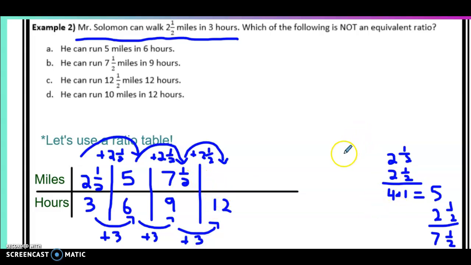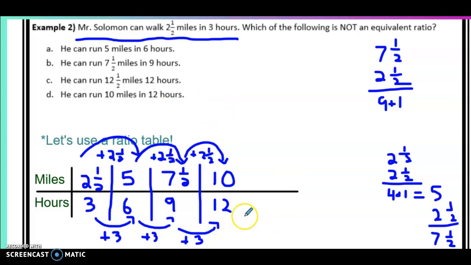Okay, so what is 7.5 plus 2.5? Well, let's come over here. 7.5 plus 2.5. I'm going to add my whole numbers first. And 7 and 2 is 9. 1/2 plus 1/2. If I give you half a pizza and then I give you the other half, you've got the whole thing. So that's 1. So I actually end up with 10. So 10 is how much I have here.